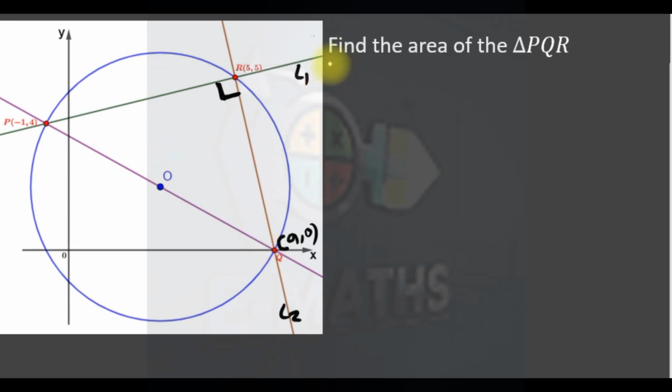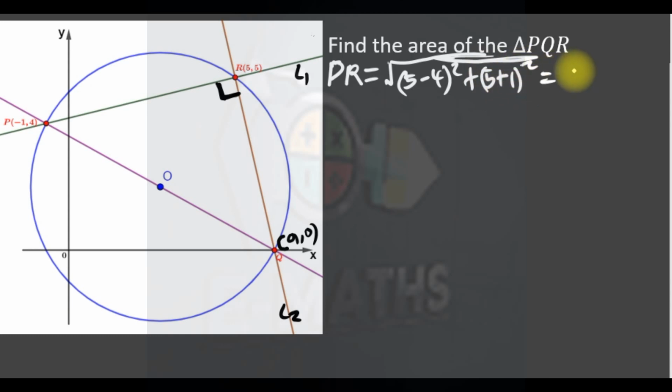Okay, next is to find distance PR. So PR is equal to the square root of the change, which is 5 minus 4 squared, plus 5 minus 1 squared. So we have 36 plus 1, which is 37. That's the square root of 37. Now we need to get the value of A.